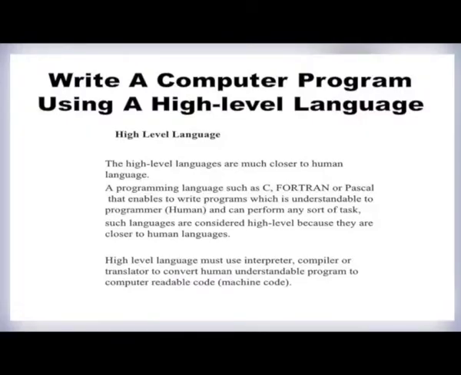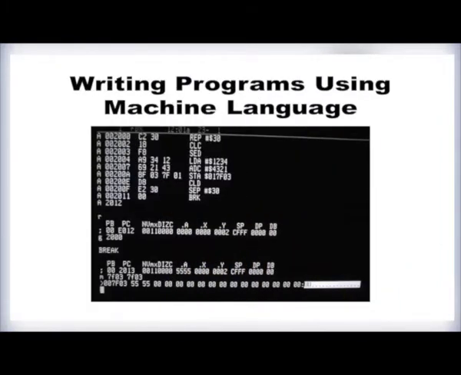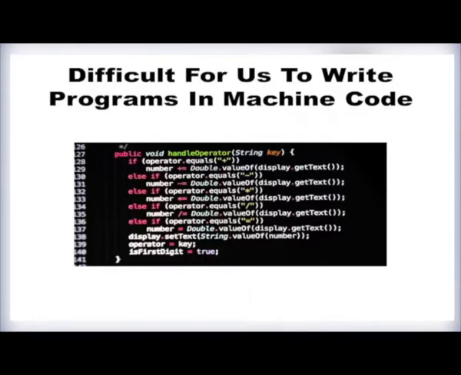We always write a computer program using a high-level language. A high-level language is one which is easily understandable by us. But a computer does not understand high-level language. It can only understand the program written in zeros and ones in binary, called the machine code. Do you think writing programs using machine language is easy? No, it is very difficult for us to write programs in machine code.